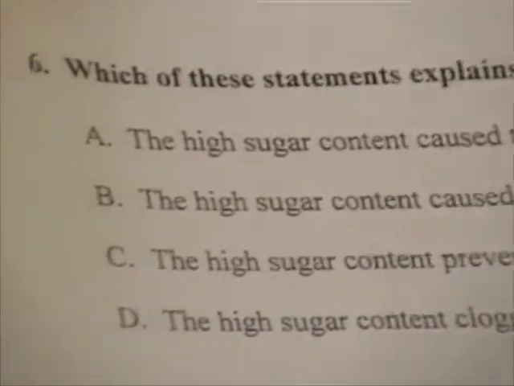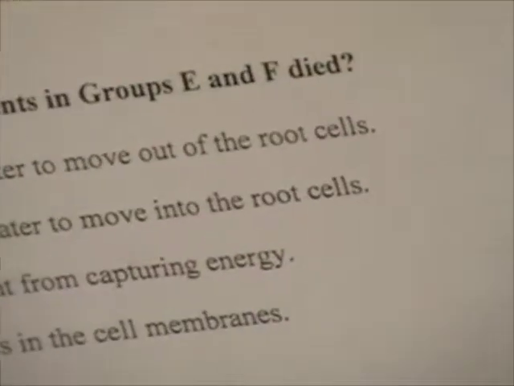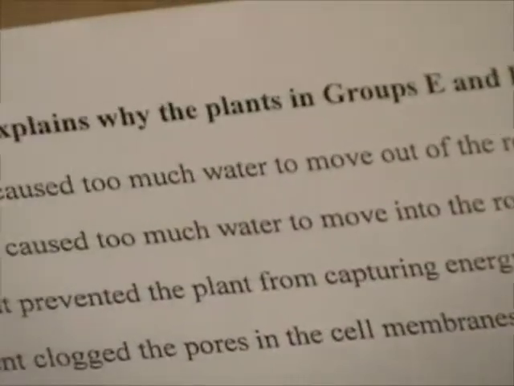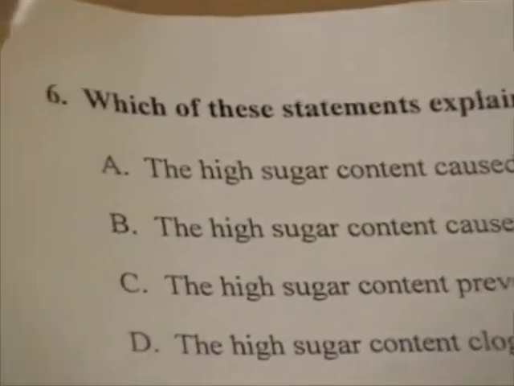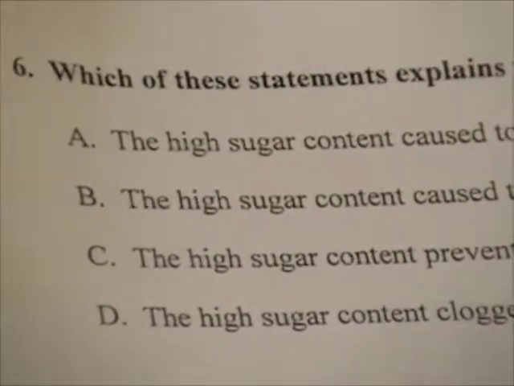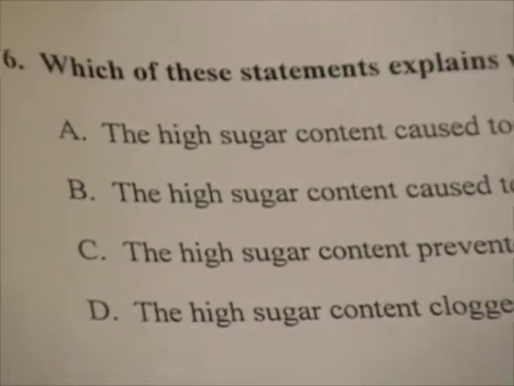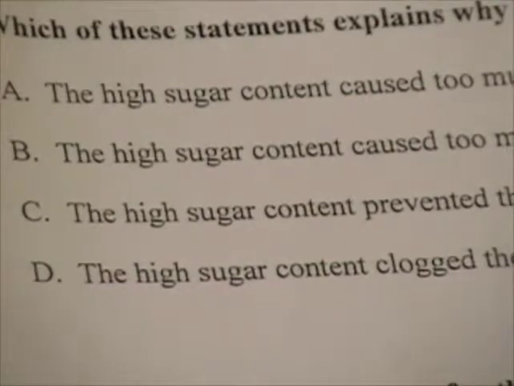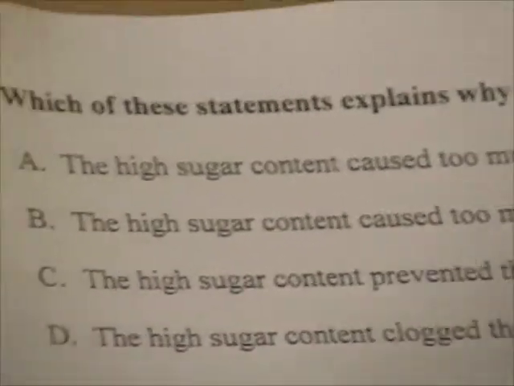High sugar content causes too much water to move out of the root cells. Well, if there's a high concentration of sugar outside the cells, that means there's a lower concentration of water. And we know that water is going to move from high concentration to low concentration. Okay, let's read through these answers again.